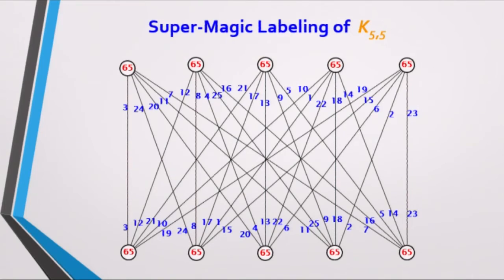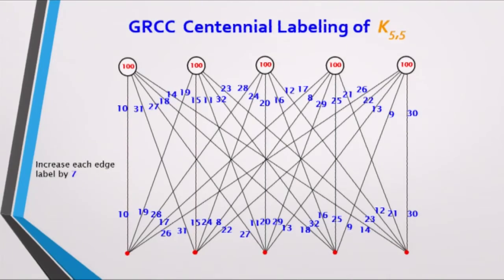Remember this? K55, which gives us the 5 by 5 magic square. The sum at every vertex is 65, but in order to make the GRCC Centennial, I need to increase by 35. Since there are 5 edges, 35 divided by 5 is 7. Increase every edge by 7. And we have this. So this is a GRCC Centennial graph also.